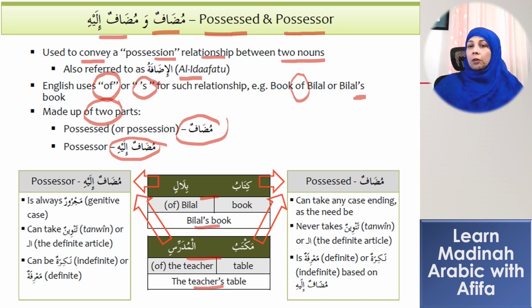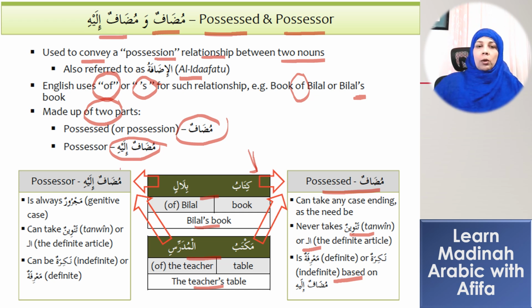Some characteristics of the Mudaf, which is the possessed, is that it can take any case ending depending on the sentence. But we said it can never take a tanween or an al, even though it may be definite by position, because it depends on the Mudaf ilayhi. If the Mudaf ilayhi is definite, it is definite, but it doesn't need to show the al in the Mudaf. And the Mudaf can be indefinite in certain cases if the Mudaf ilayhi is indefinite, and InshaAllah those cases we will look at later.